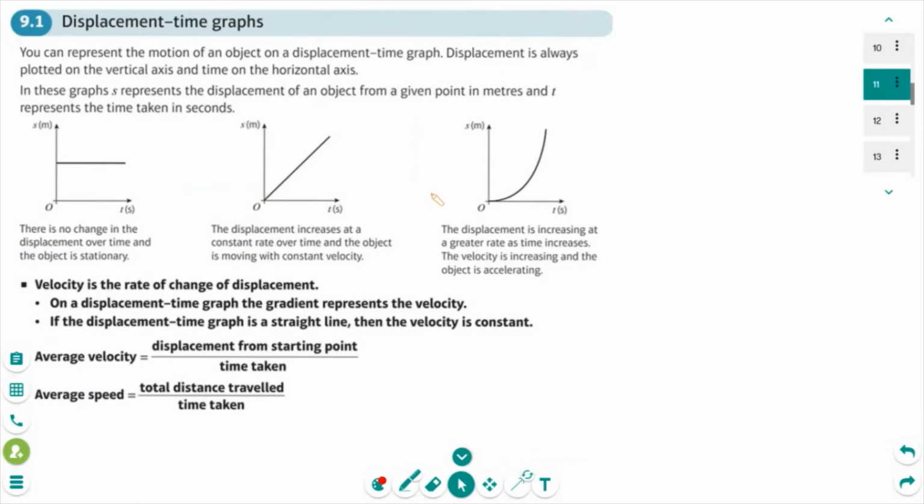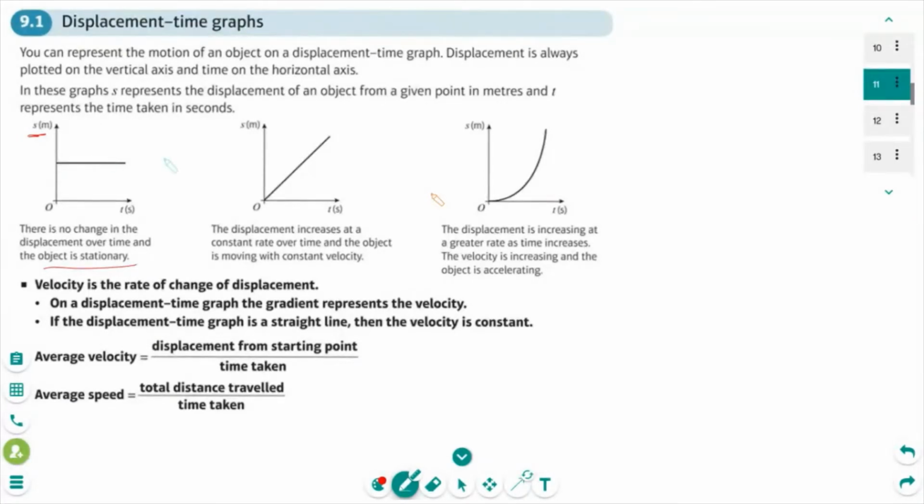First bit is about displacement time graphs. If you're required to plot a displacement time graph, they usually use the letter S for displacement. Remember, displacement is the position of an object from the origin. So if your displacement time graph is a straight line, that means the object has the same displacement from the origin. So the object is not moving. In other words, the object is stationary. This is what a displacement time graph with a constant straight line tells you: the object is stationary, not moving.